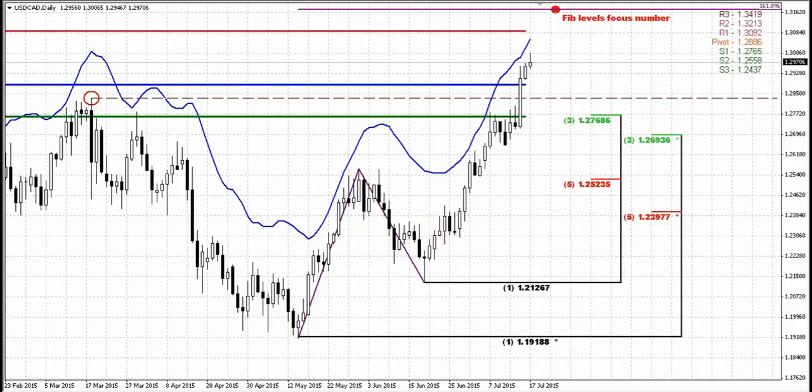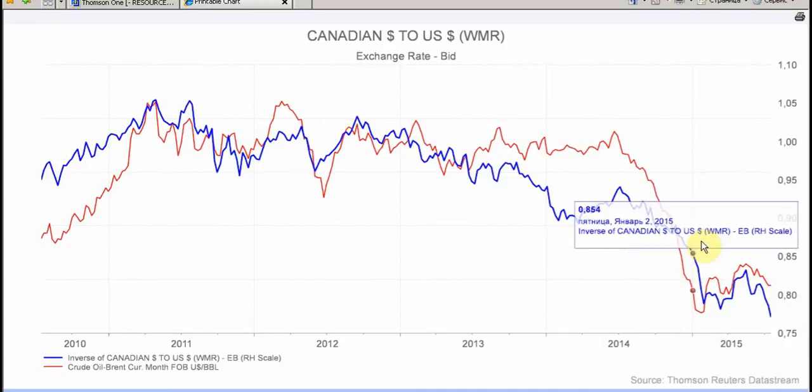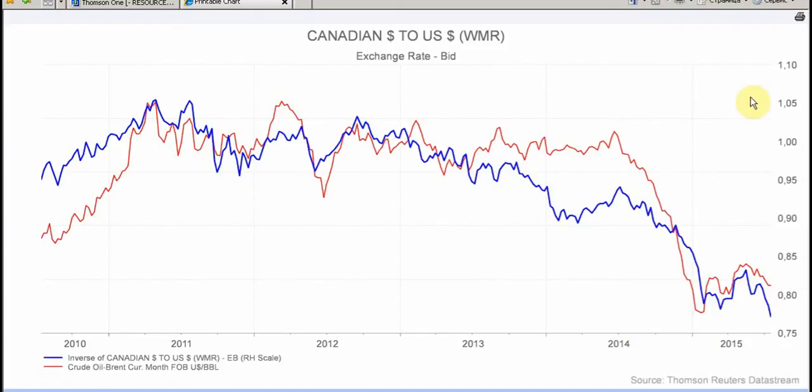So I would like to show you the chart that we usually use when we talk about the Canadian dollar. This is the inverse line of the Canadian to United States dollar, the blue line, and the red line is the crude oil price. You can see the recent consolidation that we see on the Canadian dollar is also on crude oil, and the market is gradually continuing down. This is a very nicely looking relation between these two markets.